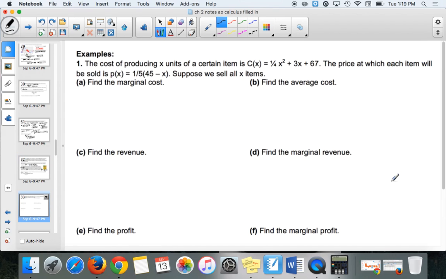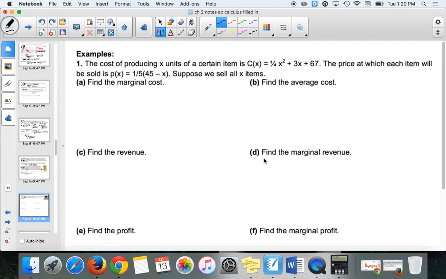All right, so let's do an example. It says the cost of producing X units of a certain item is C of X equals 1/4 X squared plus 3X plus 67. The price at which each item will be sold is P of X equals 1/5 of 45 minus X. Suppose we sell all X items.